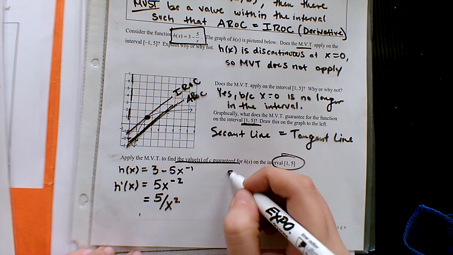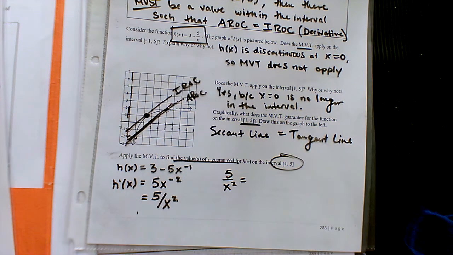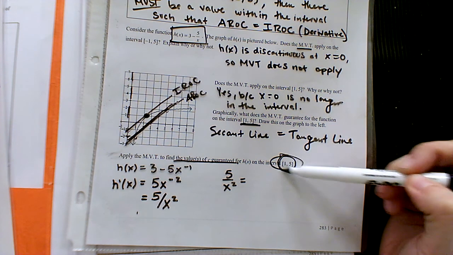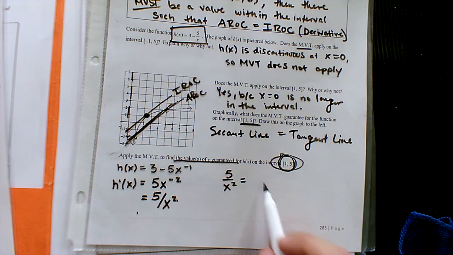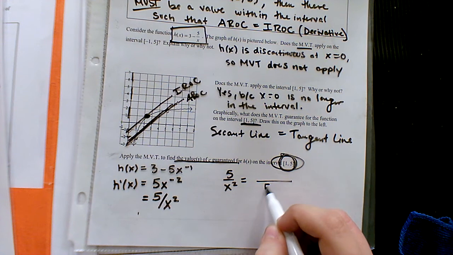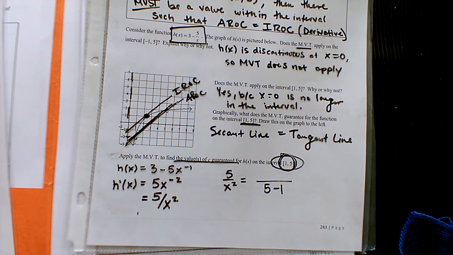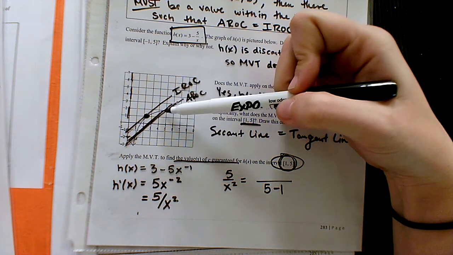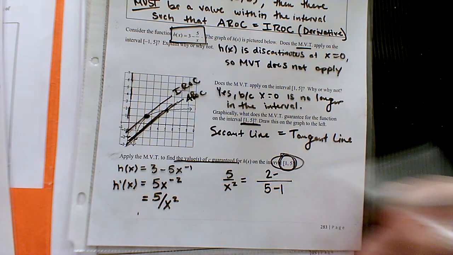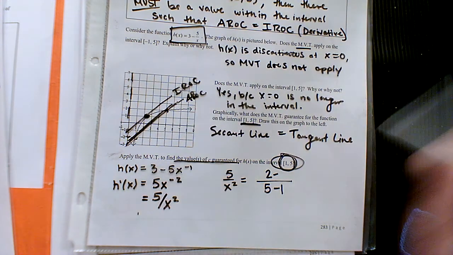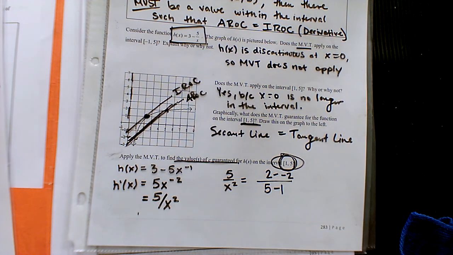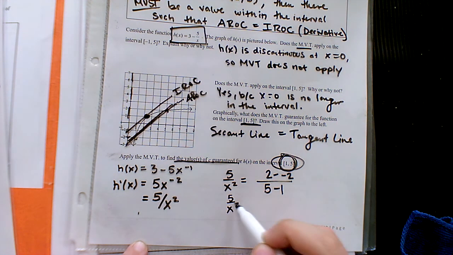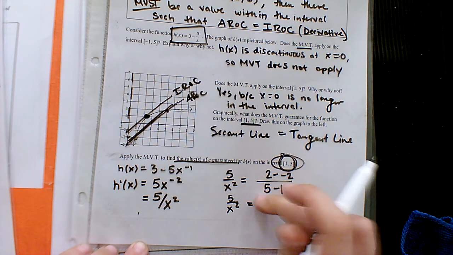So this derivative, 5 over x squared, should equal the average rate of change, the slope between 1 and 5 on our graph. All right, so since 1 and 5 are the x's, we know that those can go on the bottom of our slope formula, but then we need the related y values above those. So the y value at 5 is 2, and the y value at 1 is negative 2. So we have 5 over x squared equals 1.